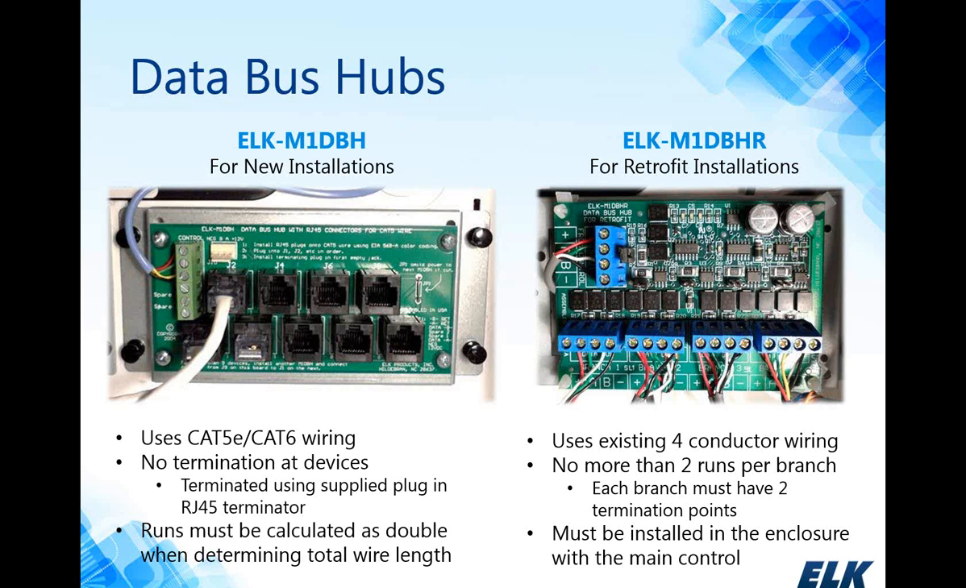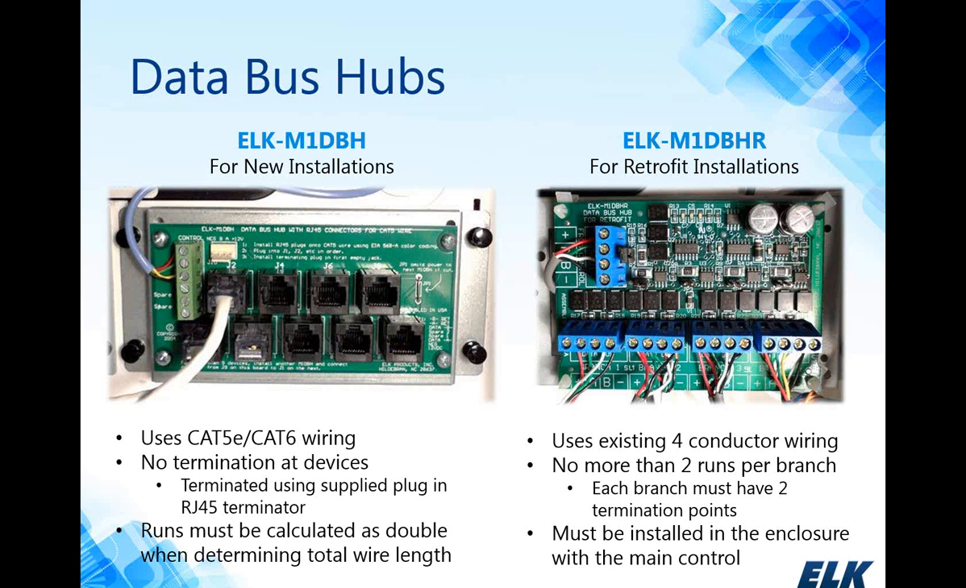Now, the hub for new installations, because it's just a passive hub and it's just making connections, it can actually be remotely located from the control. So this is good if you have a longer run. You need to have several devices at a remote location, maybe on the other end of the building or something like that. You can drop a run from the data bus out to this hub, and then run all your devices to the hub and have it there remotely.